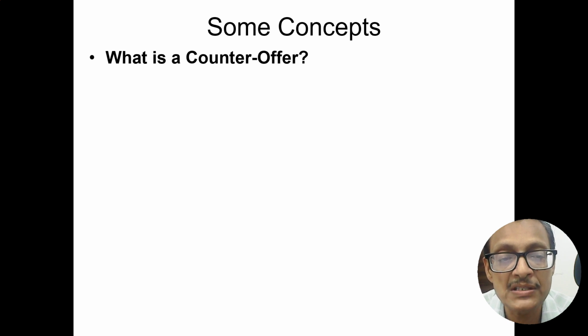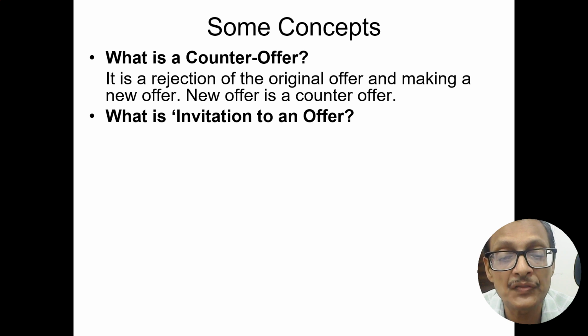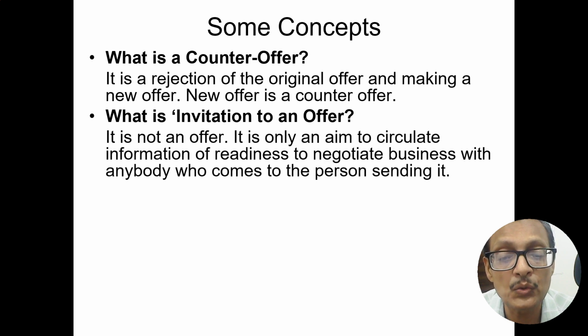We'll see. The first question is, what is a counter offer? It is a rejection of the original offer and making a new offer. A new offer is a counter offer. What is invitation to an offer? It is not an offer. It is only an aim to circulate information of readiness to negotiate business with anybody who comes to the person sending it. You may have noticed in advertisements there is a small asterisk below the advertisement. Now, this asterisk symbolizes an invitation to an offer. It means if you are ready to make a transaction, or if you are ready to make an agreement, then you have to first negotiate.